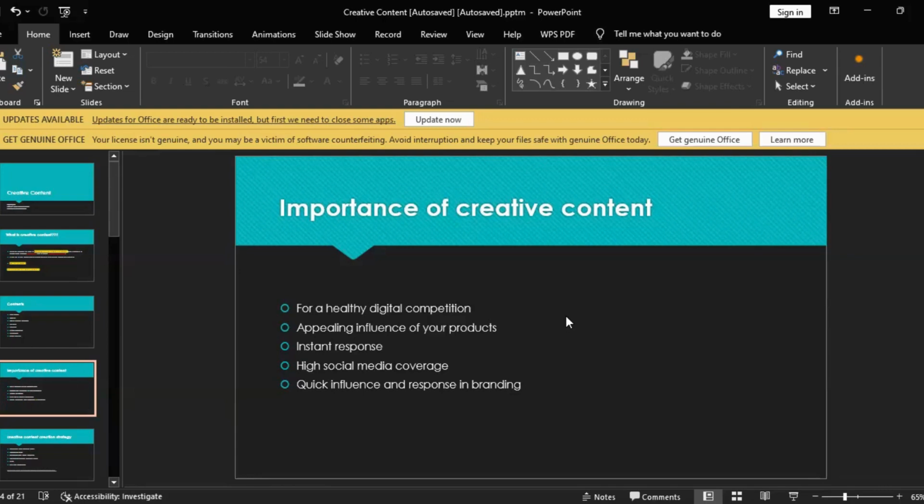So you get a very appealing influence for your products when it is posted, when it has the digital kind of exposure for that. Okay, and instant response. That is also one of the most significant aspects of creative content. You get the instant response.